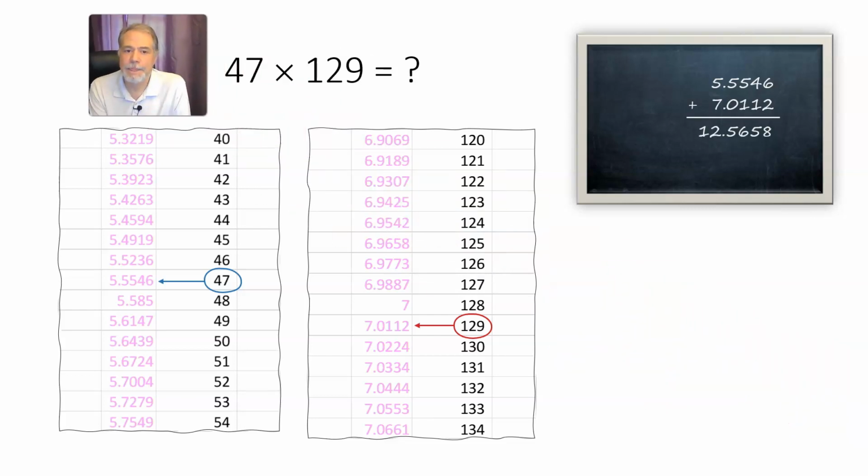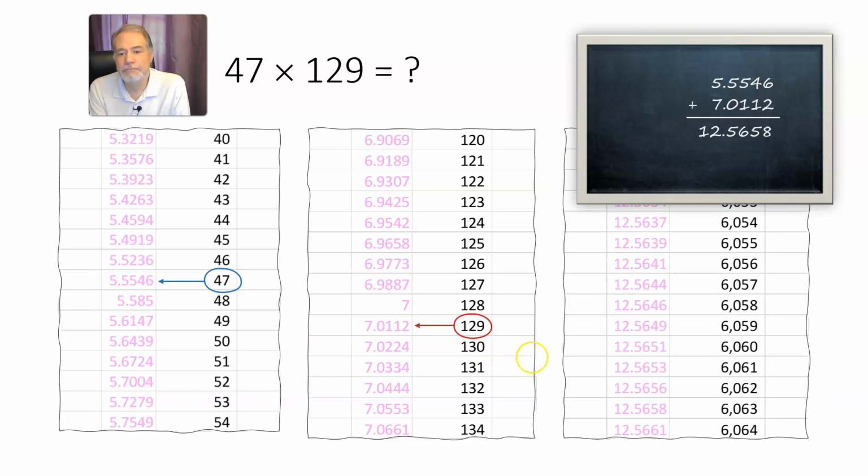12.5658. Now we just have to look for a pink number, 12.5658, on our table. There it is, and it corresponds to the black number, 6063. So the number whose base 2 logarithm is 12.5658 is the number 6063, and therefore that's the answer to our multiplication problem. 47 times 129 is 6063.